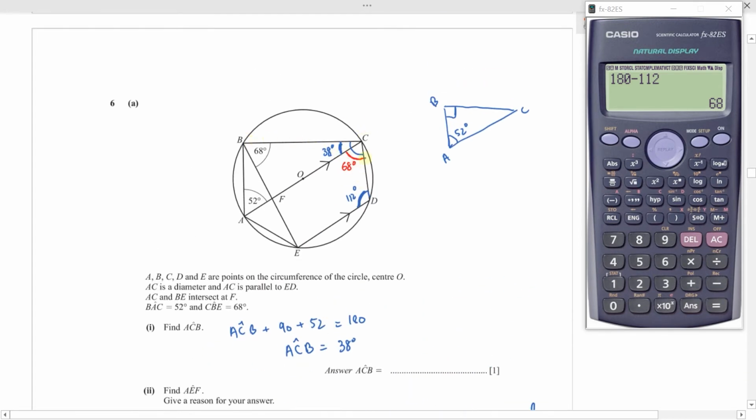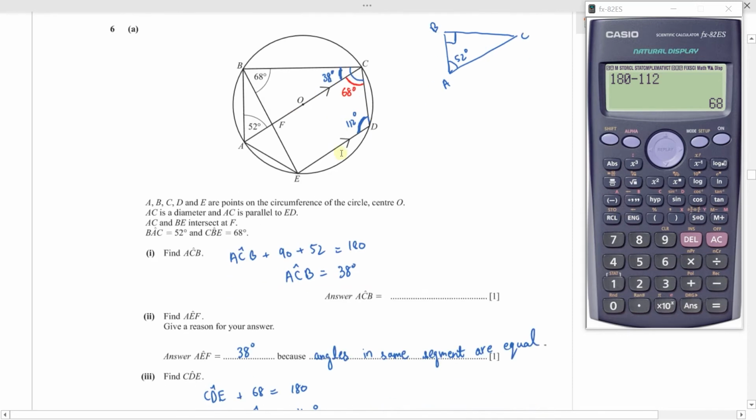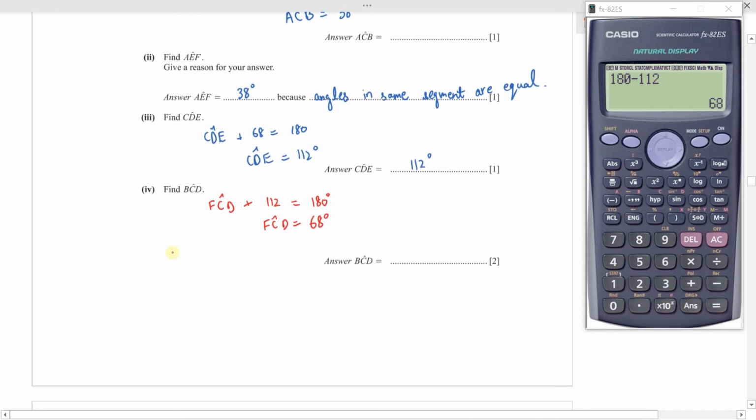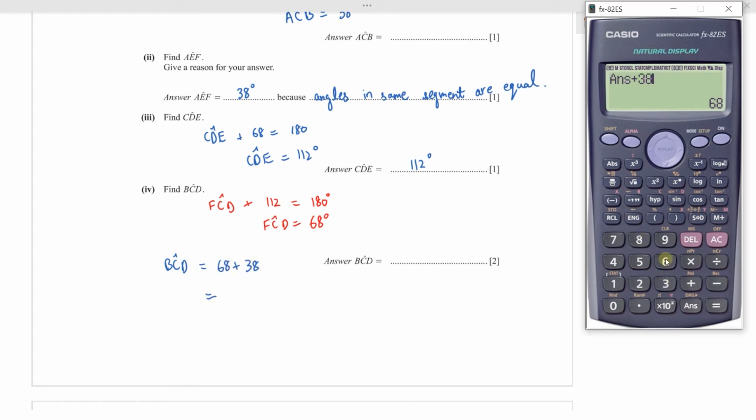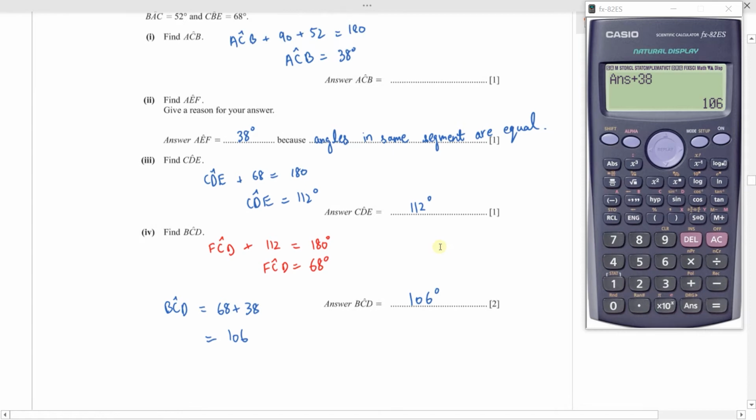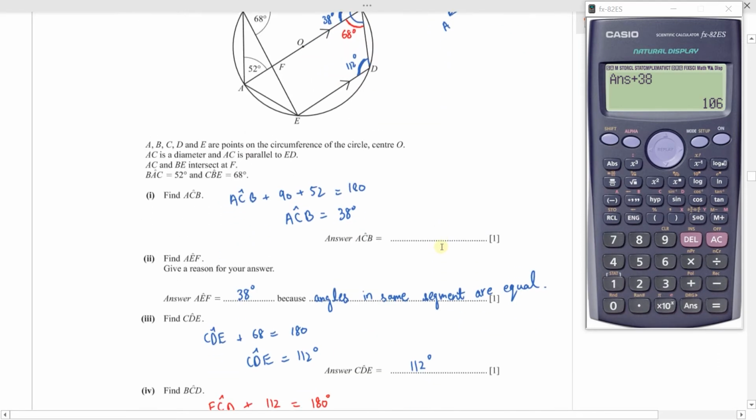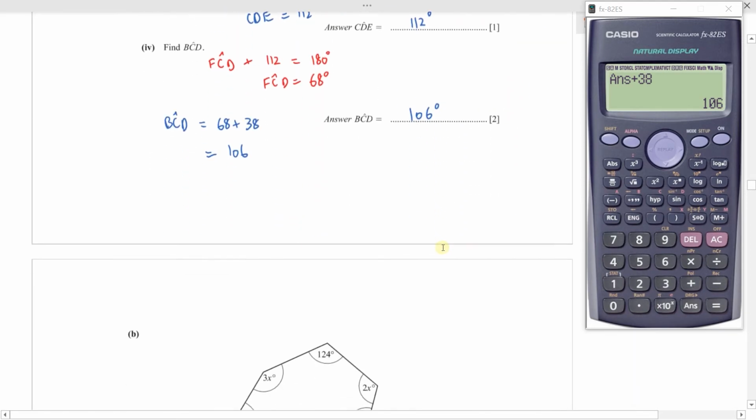So angle BCD will be 68 plus 38. So BCD will be equal to 68 plus 38, which is 106. So this angle here is 106 degrees. So let's move on to the next part.